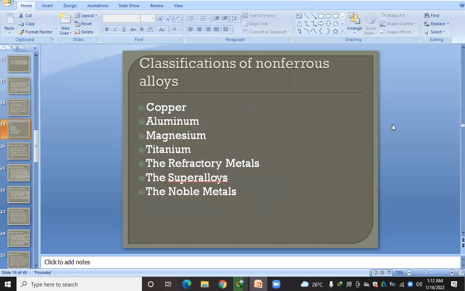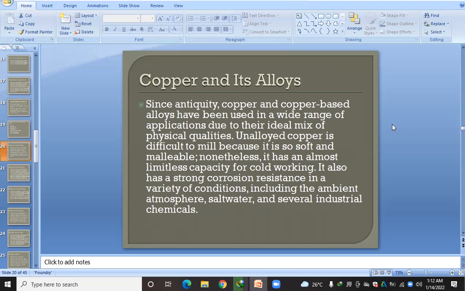Muna ang mga classification which are the copper, aluminum, magnesium, titanium, the refractory metals, the superalloys, and the noble metals. So copper and its alloys. Start sa copper. Since antiquity, copper and copper-based alloys have been used in a wide range of applications due to their ideal mix of physical qualities. Unalloyed copper is difficult to machine because it is so soft and ductile. Nonetheless, it has an almost limitless capacity for cold working.